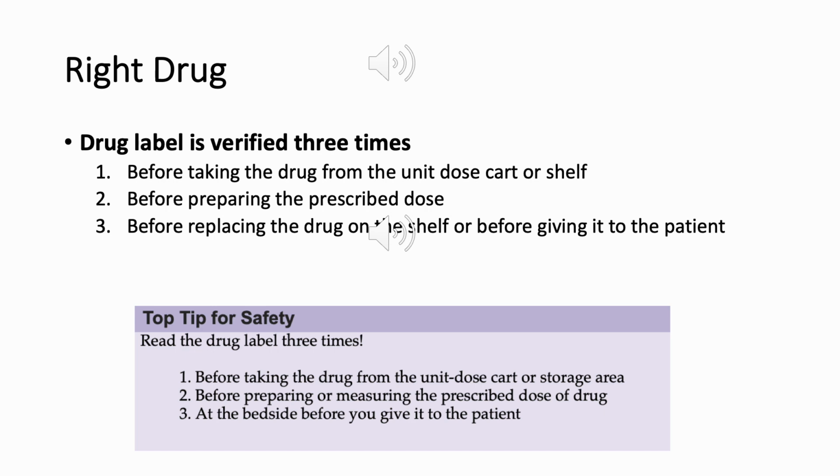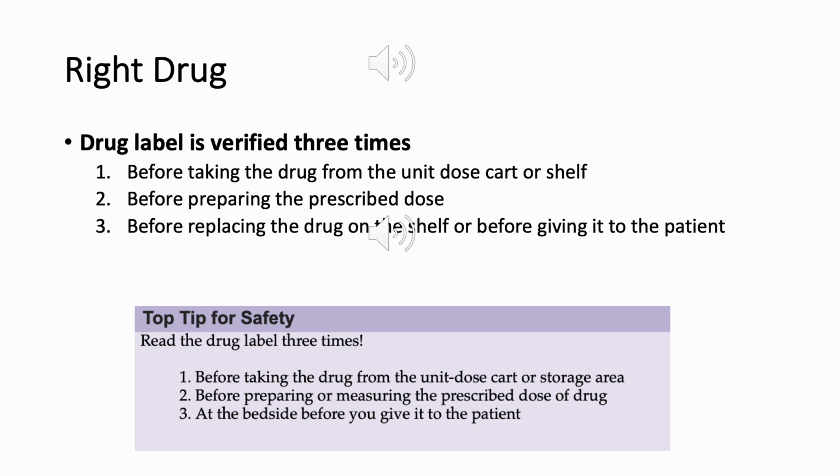The right drug. Drug label is verified 3 times: before taking the drug from the unit dose cart or shelf, before preparing the prescribed dose, and before placing the drug on the shelf or before giving it to the patient. The top tip for safety, reading the drug label 3 times. 1. Before taking the drug from the unit dose cart or storage area. 2. Before preparing or measuring the prescribed dose of drug. 3. At the bedside before you give it to the patient.